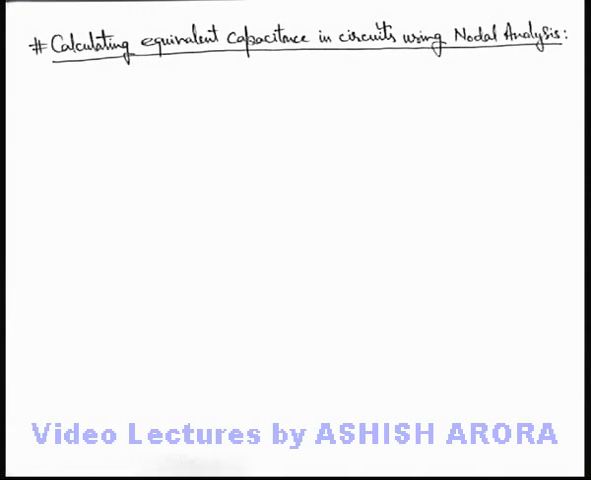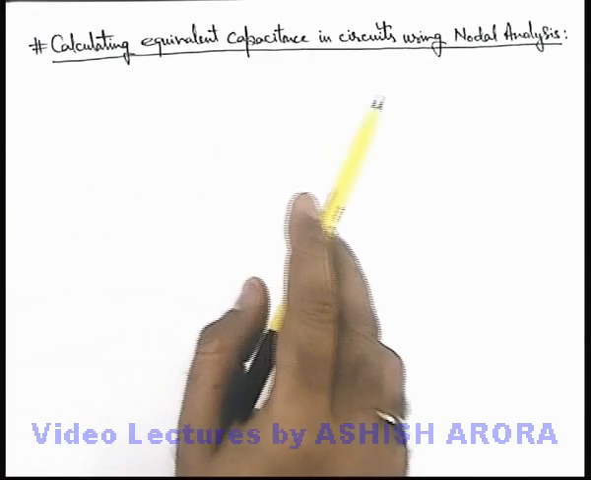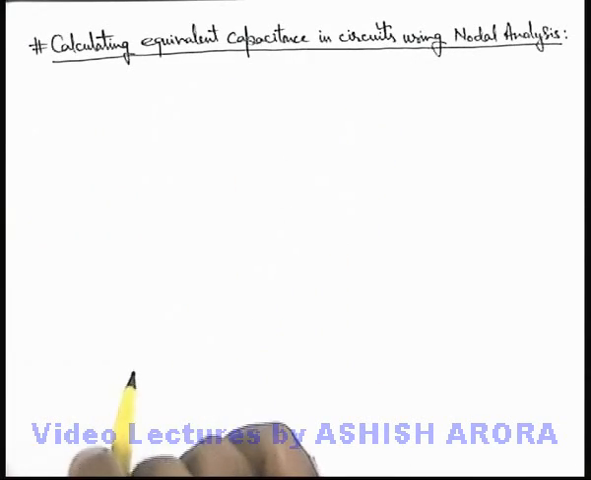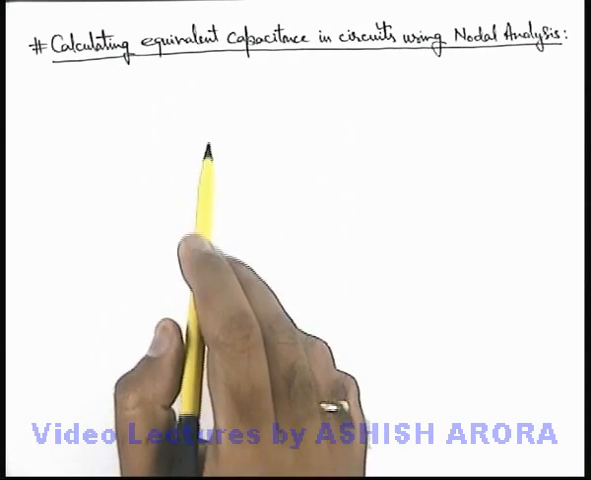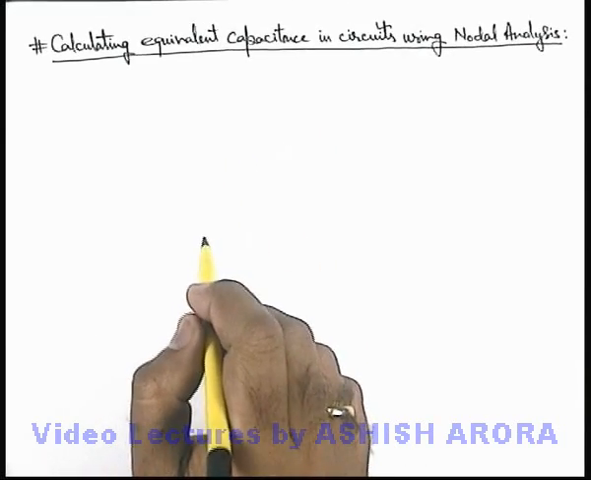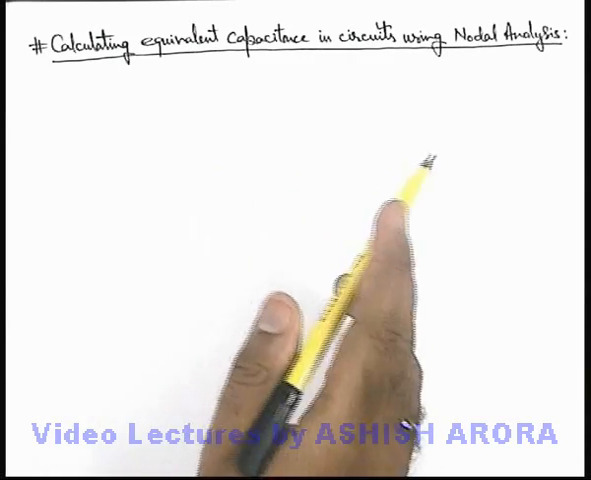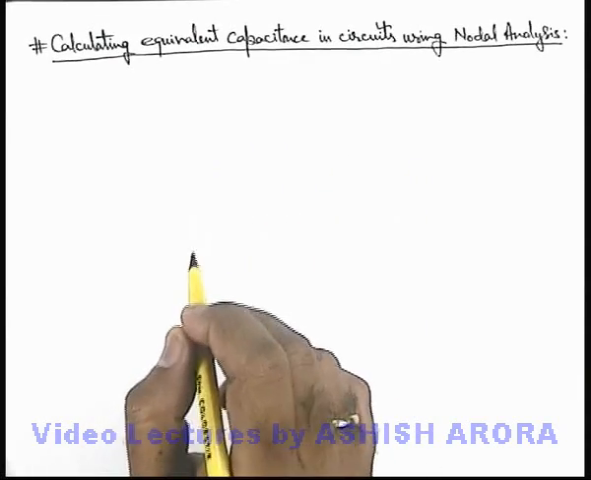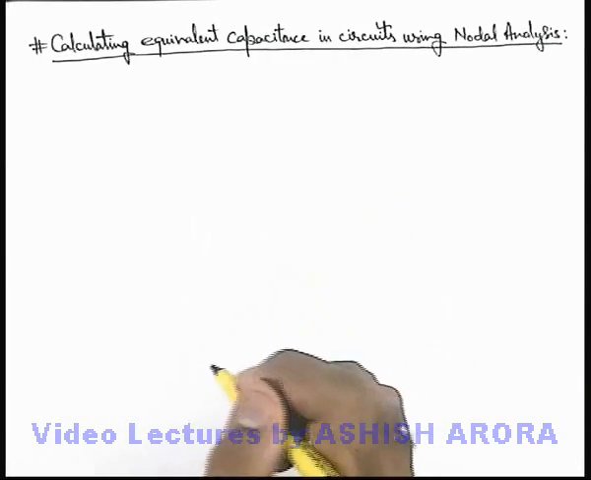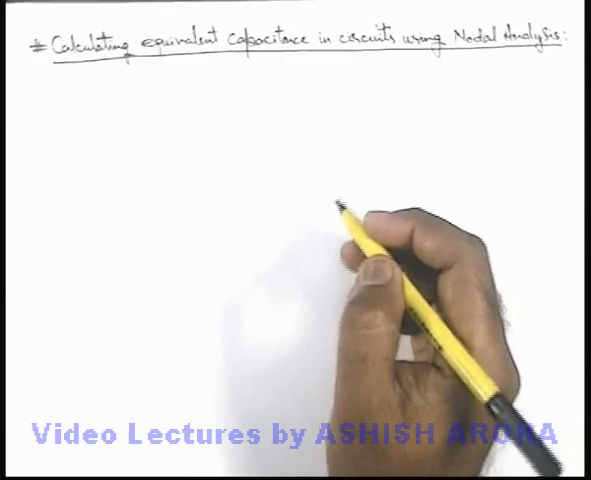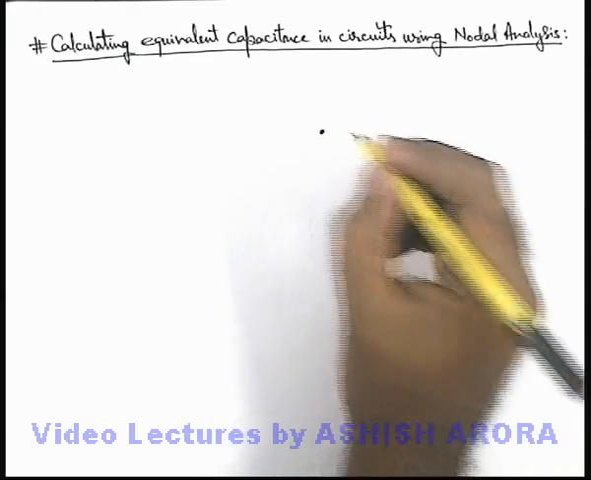Now we'll study calculating equivalent capacitance in circuits using nodal analysis. We already discussed calculation of equivalent capacitance by use of series and parallel combinations. Here we use nodal analysis, and for complicated circuits it will always be easier to use this technique. I'll demonstrate the same with the help of a simple example.